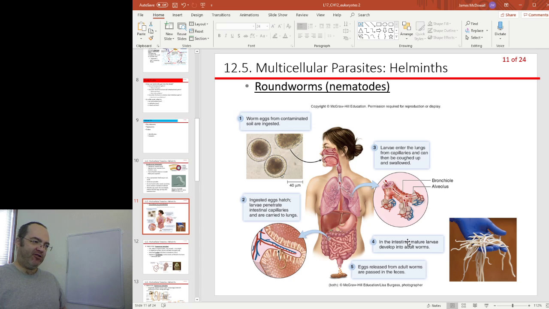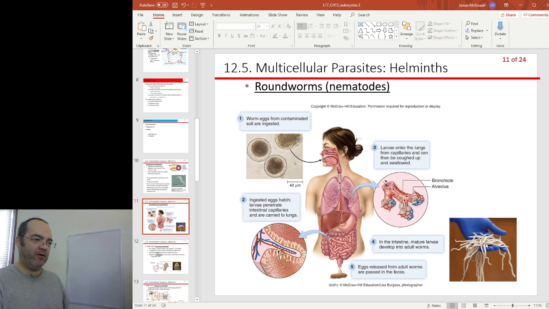Obviously, this is interesting because the worm is already in the intestines when it gets eaten. The eggs are eaten, they get to the intestines, and it would be interesting to know why it requires this kind of secondary route of getting into the blood, getting into the lung, and then being coughed up and swallowed.